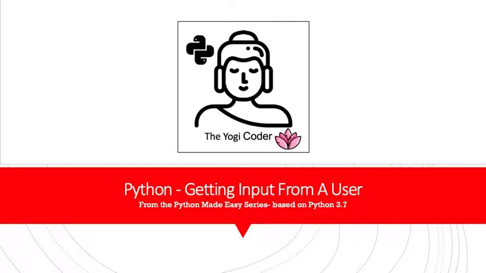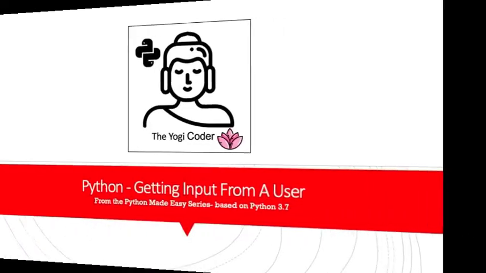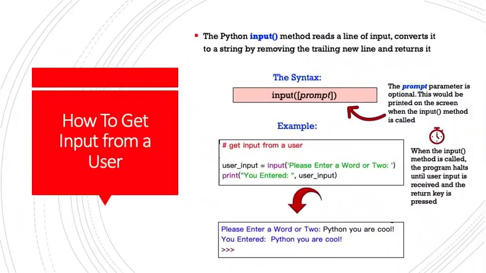In today's class, we'll talk about getting input from a user. Getting input from a user in Python is pretty straightforward. The Python input method reads a line of input, converts it to a string by removing the trailing newline, and then returns it. The syntax is the input method and an optional prompt parameter. This prompt parameter would be printed on the screen when the input method is called.